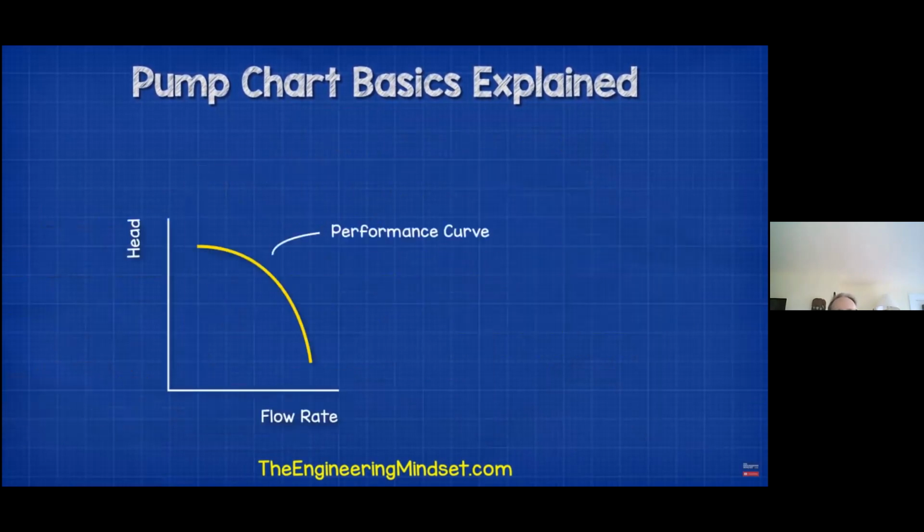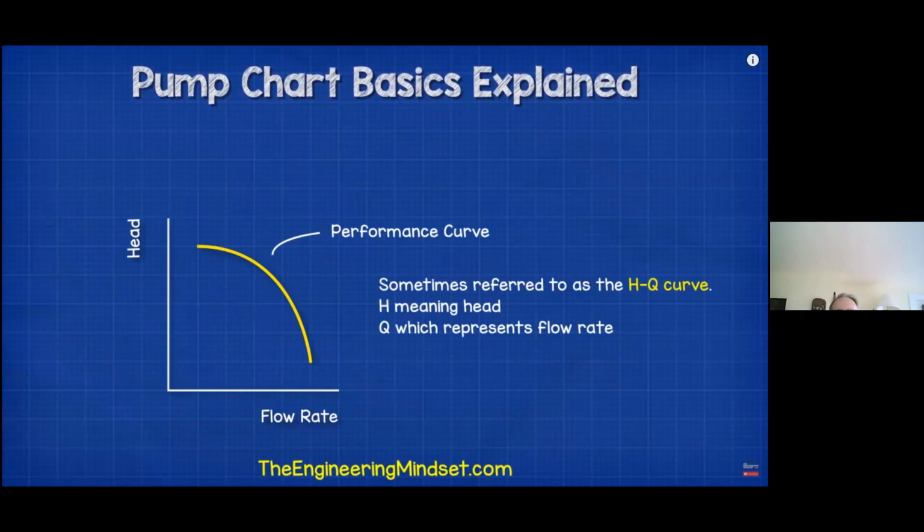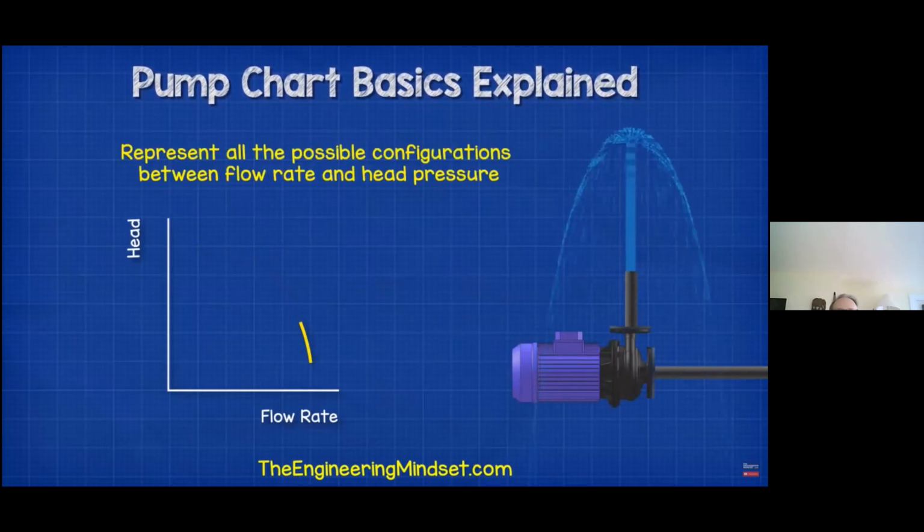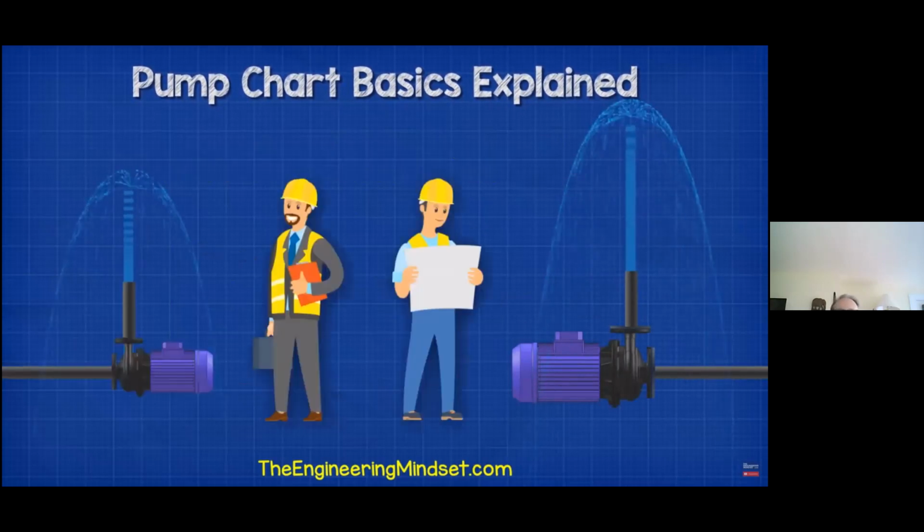Performance curve. This is sometimes referred to as the HQ curve, H meaning head and Q representing flow rate. The manufacturer will test each pump to obtain the performance data and then plot this on the graph. This will represent all the possible configurations between flow rate and head pressure, and we use this to check whether a pump will suit our requirements.